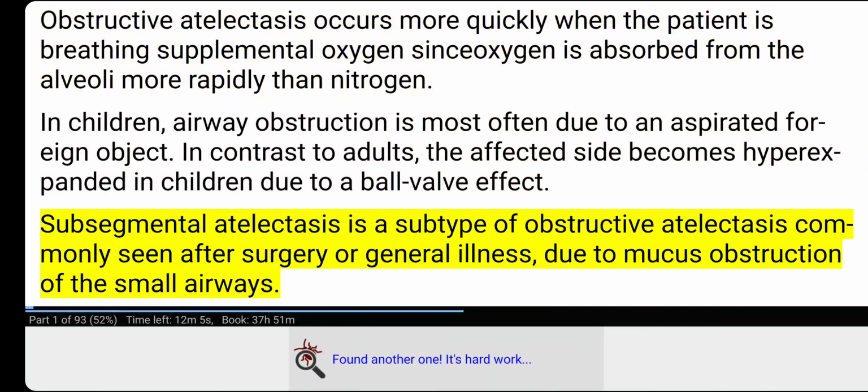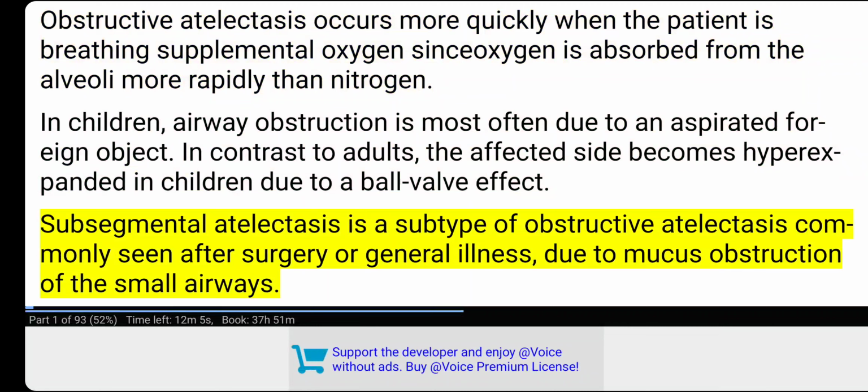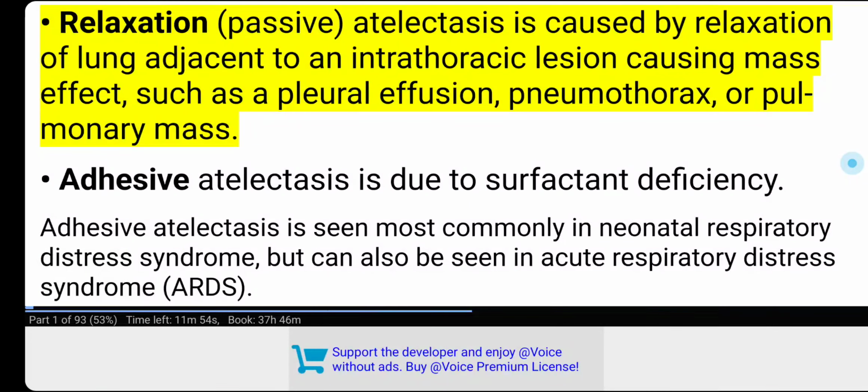Subsegmental atelectasis is a subtype of obstructive atelectasis commonly seen after surgery or general illness, due to mucus obstruction of the small airways. Relaxation (passive) atelectasis is caused by relaxation of lung adjacent to an intrathoracic lesion causing mass effect, such as a pleural effusion, pneumothorax, or pulmonary mass.